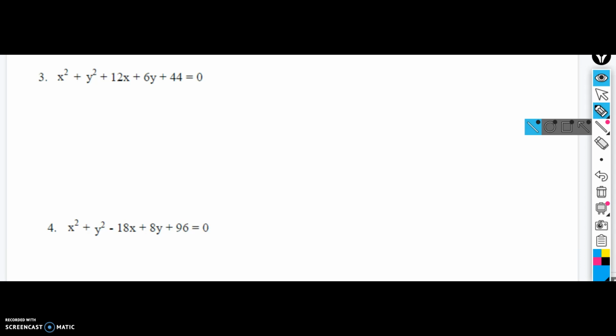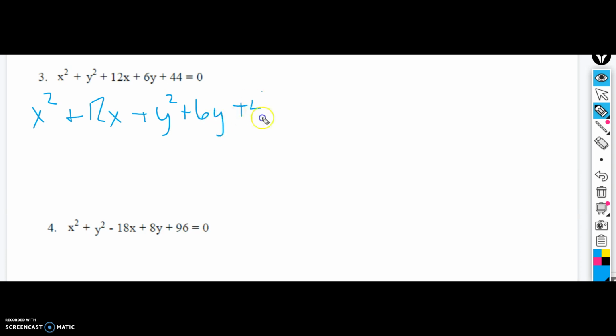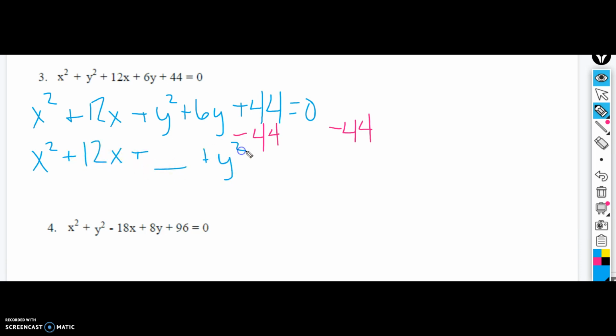So again, I'm going to put my x's together and my y's together. So x squared plus 12x plus y squared plus 6y plus that 44 equals 0. I'm going to move the 44 over to the other side. Oops. I get x squared plus 12x plus something plus y squared plus 6y plus something equals negative 44 plus something plus something.